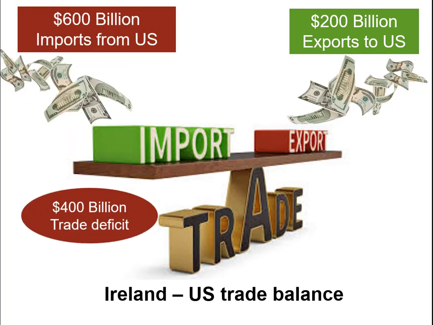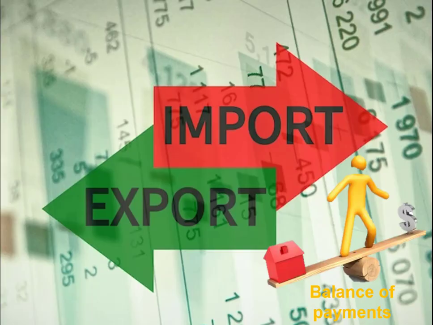Therefore, when we find the difference between those, we have a negative balance, or trade deficit, here for Ireland, because they're spending $400 billion more than they're bringing in. They're importing so much from the U.S., $400 billion more than what they're making by exporting to the United States. So that's just a rough example, but hopefully you understand that a little better.